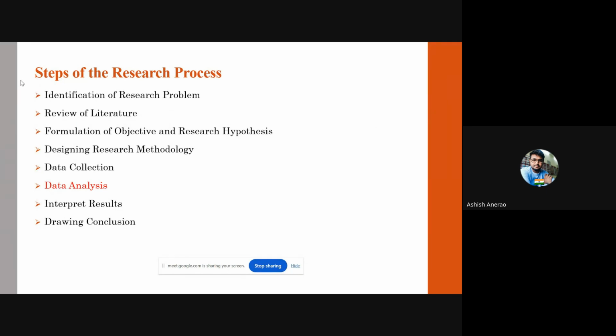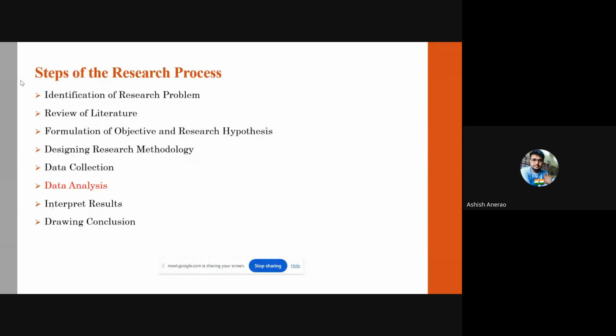In the research process, first of all, we identify the research problem. What is the problem that we identify? After that, related to that problem, we review some literature, meaning some research papers and review articles related to that problem. After that, we formulate hypothesis and objectives, meaning suppose we select one problem, what we want to do, that we mention in the objectives and hypothesis.